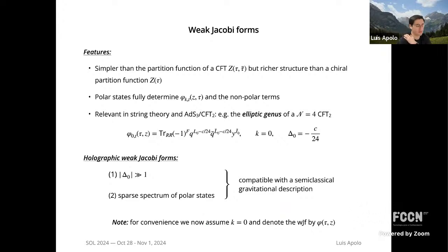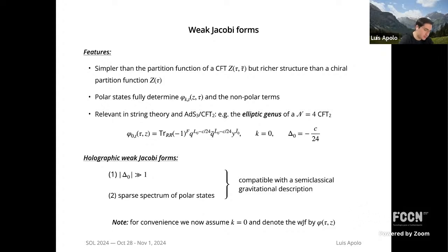Some additional reasons why one would be interested in studying weak Jacobi forms is that they're simpler than a partition function, for example, the partition function of a CFT, but they have a richer structure than a chiral partition function. In addition, the polar states of the weak Jacobi form completely determine the non-polar states. Once you know the c(n,l) coefficients of the polar terms, then you have a formula to describe the coefficients of the non-polar ones.